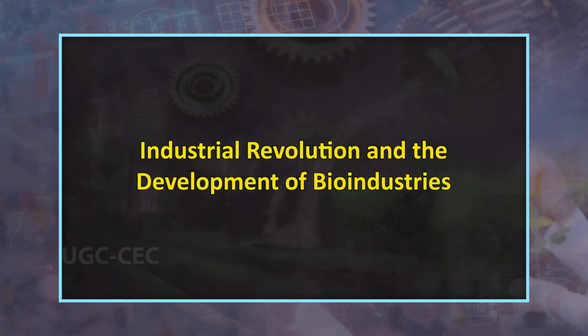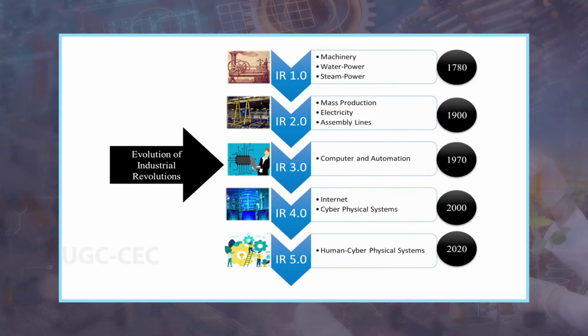Industrial Revolution and the development of bioindustries. The Industrial Revolution and the development of bioindustries in India are two separate but interconnecting aspects of the country's economy and technological evolution. Let us explore each of these topics.